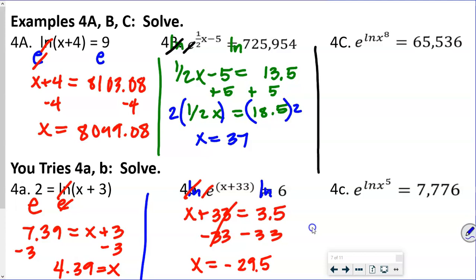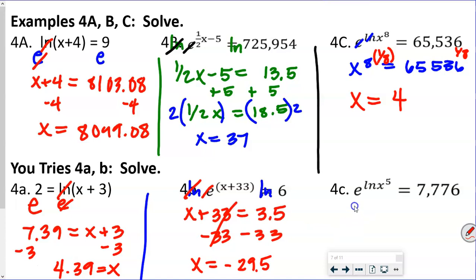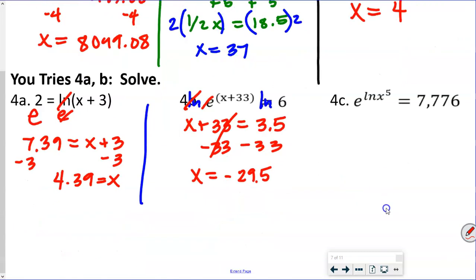All right, got one more we're going to do together up here. So again, this time ln and e are already next to each other. Do you notice that? So as a result of that, they cancel each other out. So we got x to the 8th is equal to 65,536. Now how do we get rid of an 8th power? You got it. We take it to the 1/8. So we're going to take both sides to the 1/8 power. So when we take 65,536 to the 1/8 power, we get that x is equal to 4. And you can test that by doing 4 to the 8th and making sure that it's 65,536. Okay? So go ahead and do this 4c down here, and then come back to me when you're done.